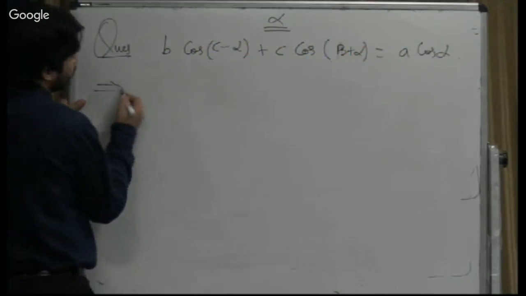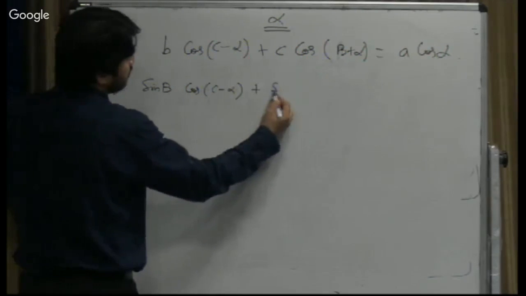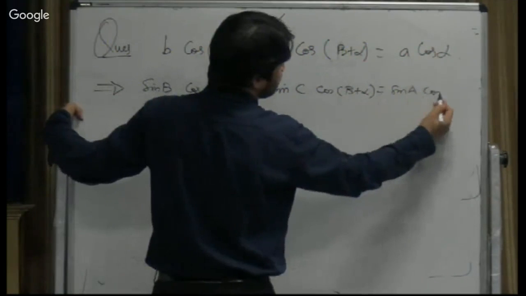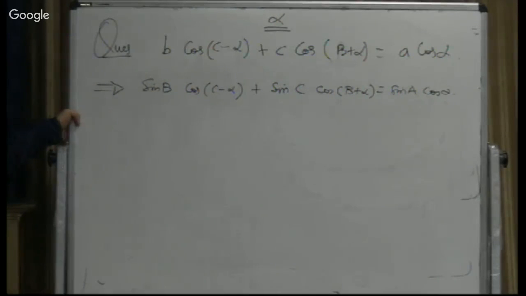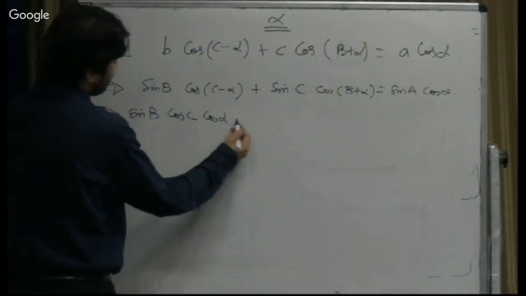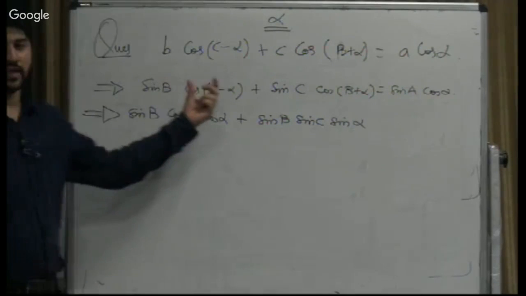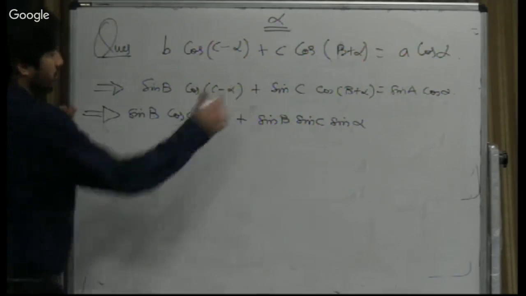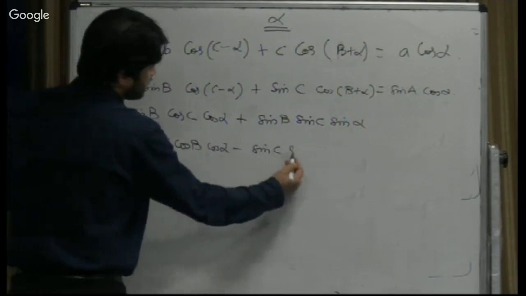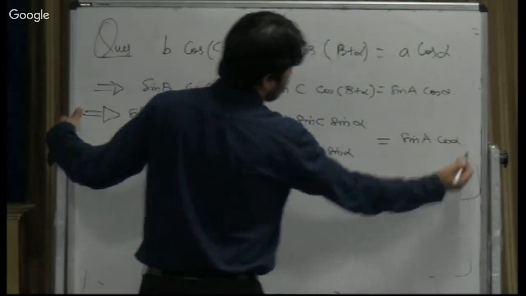I can write this as sin B क्योंकि 2R सबका कैंसिल हो जाएगा. So sin B into cos(C minus alpha) plus sin C cos(B plus alpha) is equal to sin A cos alpha. ठीक है, 2R सबका कैंसिल हो गया. sin B cos C cos alpha प्लस sin B sin C sin alpha, यही होगा ना? कॉस (C माइनस अल्फा). ठीक है, और वो बन जाएगा प्लस sin C cos B cos alpha माइनस sin C sin B sin alpha इज इक्वल टू sin A cos alpha. राइट?